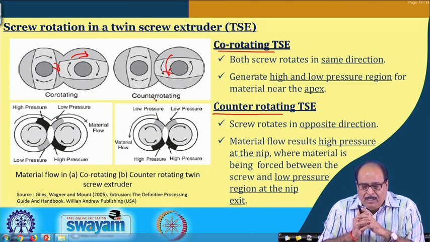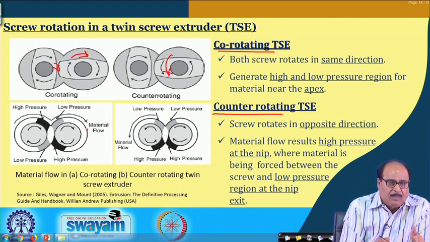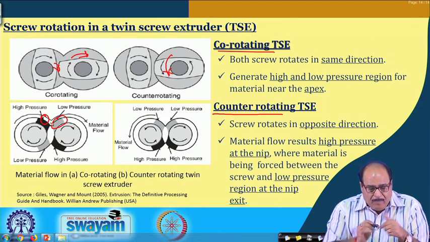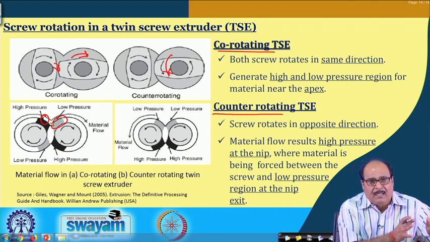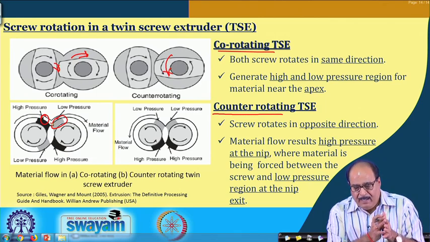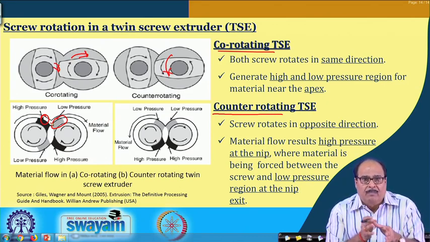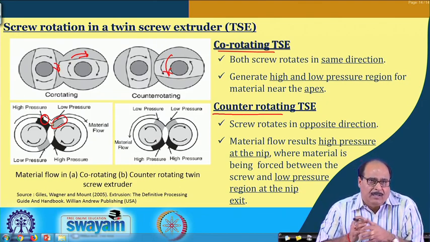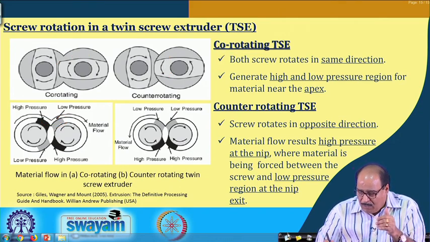Co-rotating twin screw extruders generate high and low pressure regions for the material near the apex, as you can see in this picture: these are the high pressure zones and these are the low pressure zones. In the co-rotating twin screw, the material flow results in a high pressure at the nip, where material is being forced between the screws, and a low pressure region at the nip exit. This becomes quite beneficial as far as product expansion is concerned, particularly when we need expanded products; co-rotating twin screw extruders are beneficial.